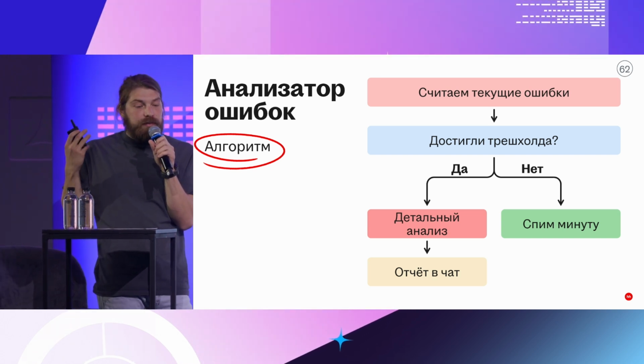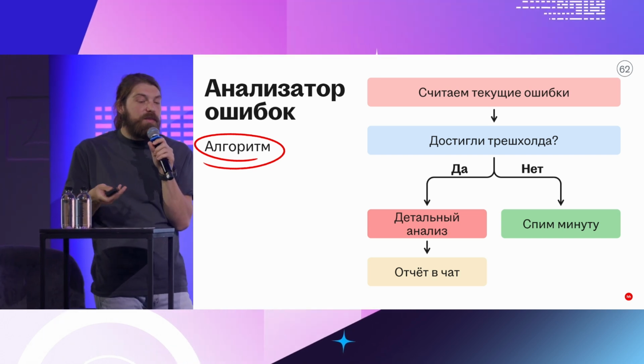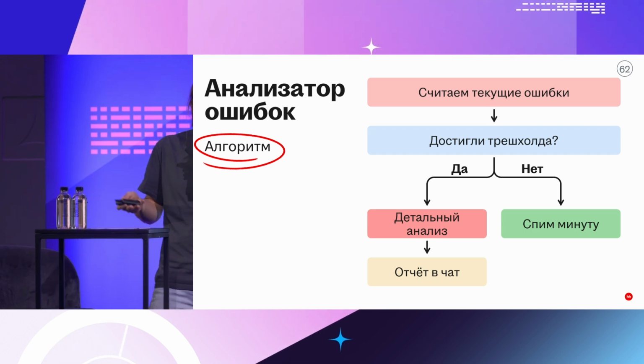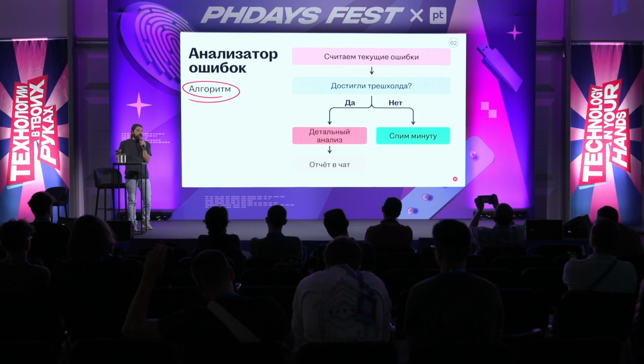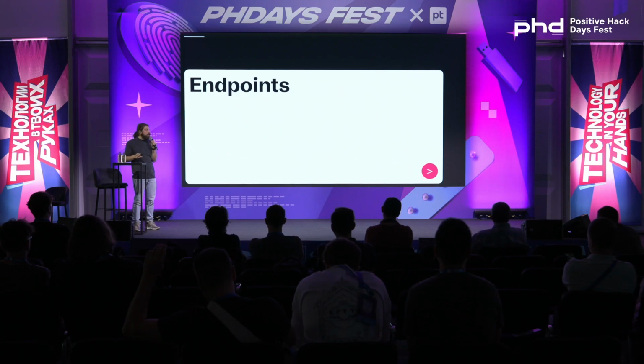Let's take a look at the analyzer algorithm. So roughly once a minute, we get all the traces from the database and count the number of errors that happened in these traces. If we have achieved the threshold, we run a more detailed analysis and write the report to the chat, as I showed earlier. If it hasn't, then we wait another minute.